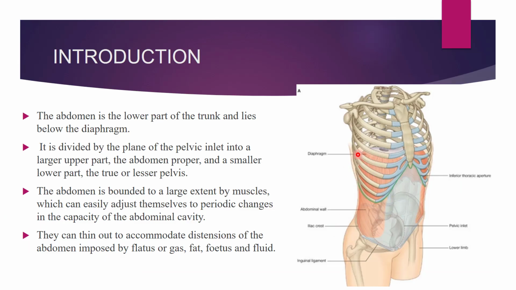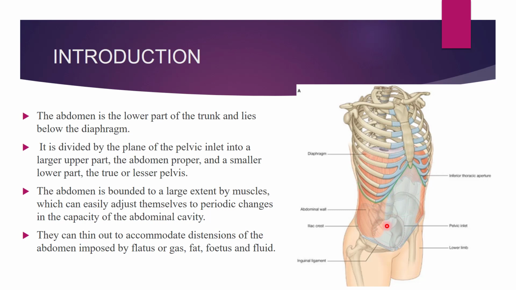The abdomen is the lower part of the trunk and it lies below the diaphragm. See here in this diagram, this is the diaphragm, which is a muscle separating the thorax from the abdomen. So the abdomen is the lower part of the trunk and it lies below the diaphragm.